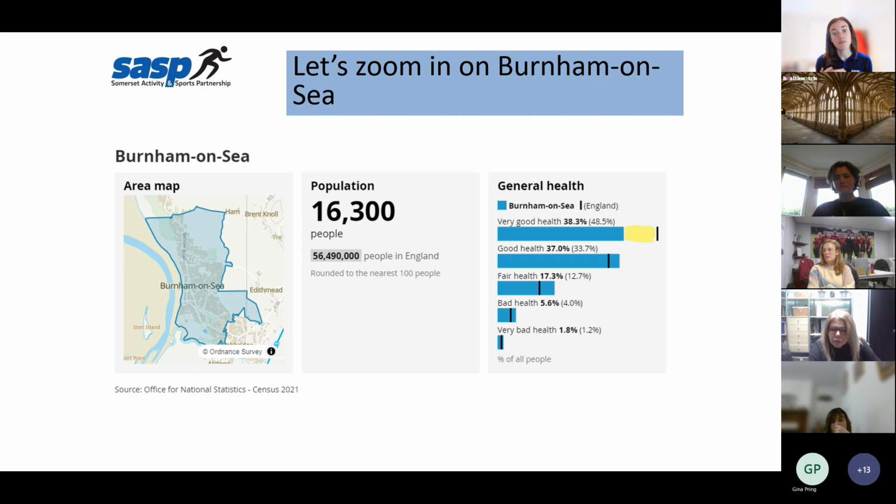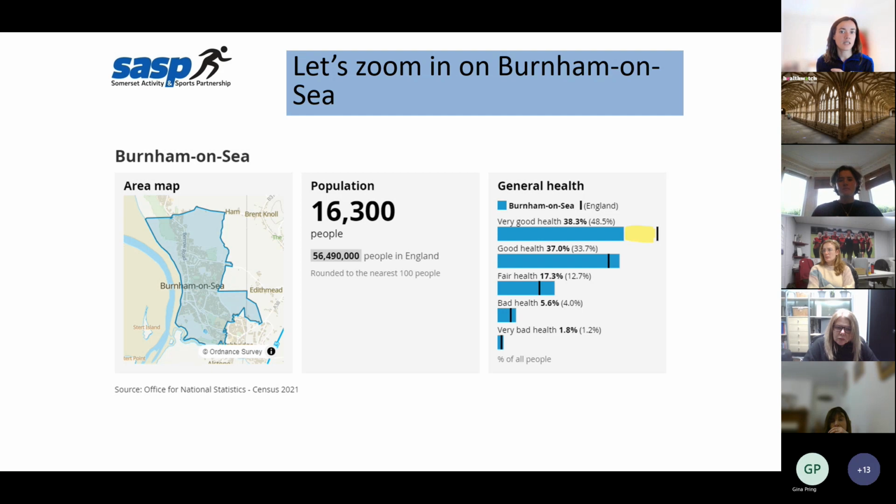So very good health for Burnham-on-Sea is around 38.3%, and it's 48.5% in England. So it's quite significantly lower than the England average. But as I just mentioned, it's because people are more reporting good health and fair health rather than moving all the way down to bad health and very bad health. So it's not that people are claiming that they've got really bad health. That kind of difference is distributed more between good health and fair health.